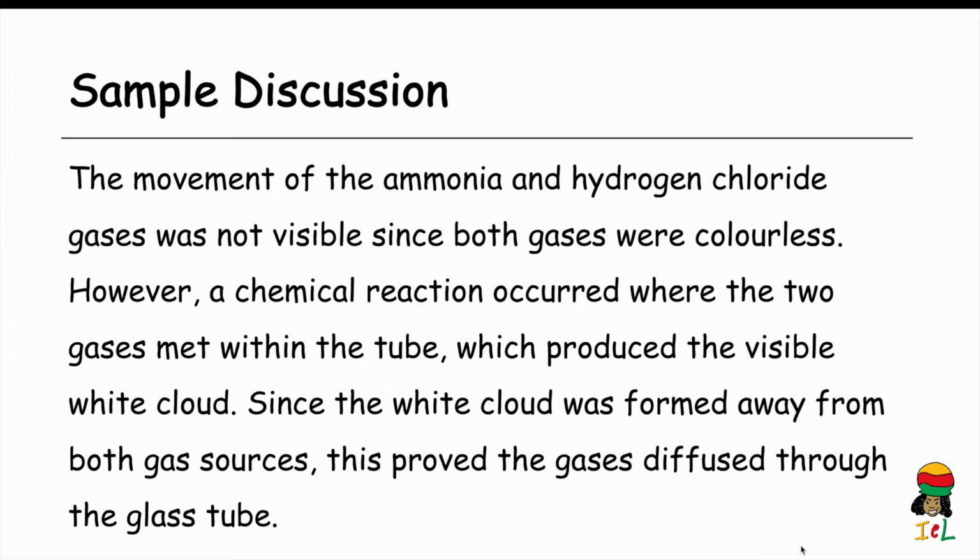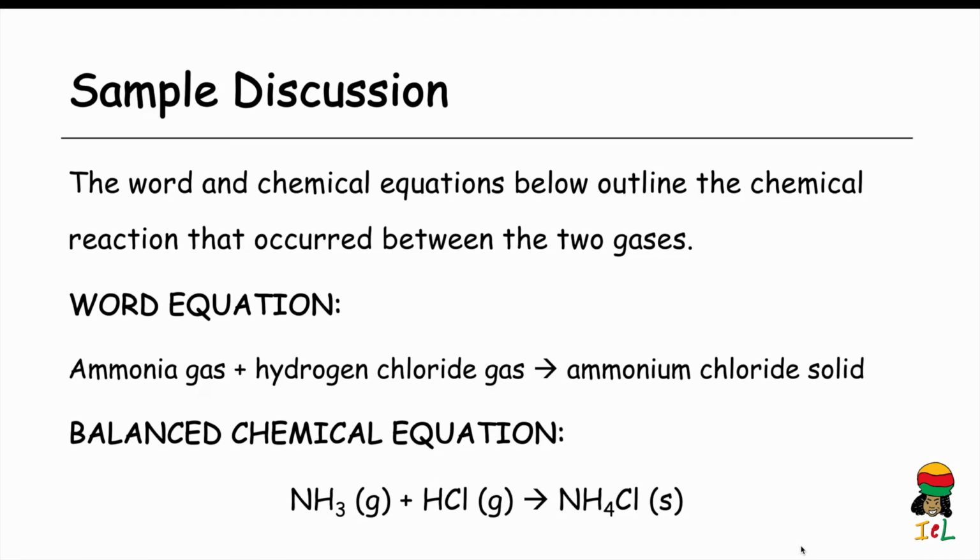The movement of the ammonia and the hydrogen chloride gas was not visible since both gases were colorless. However, a chemical reaction occurred where the 2 gases met within the tube, which produced the visible white cloud. Since the white cloud was formed away from both gas sources, this proved the gases moved or diffused through the glass tube. The word and chemical equations below outline the chemical reaction that occurred between the 2 gases.